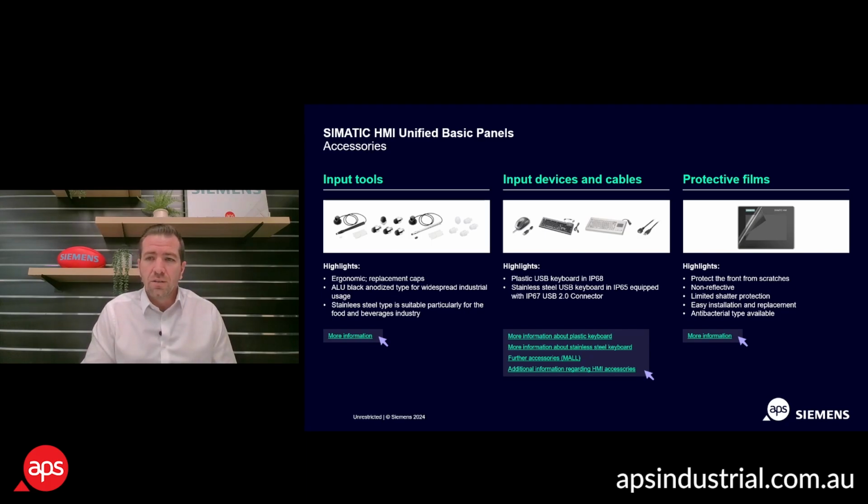Shatter protection: it may be that something flies into the panel from the plant somewhere along the line and shatters the screen. With the protective film, that would be largely negated. There's obviously an easy installation and replacement of these things, and it can also assist with bacteria that might build up on the display.